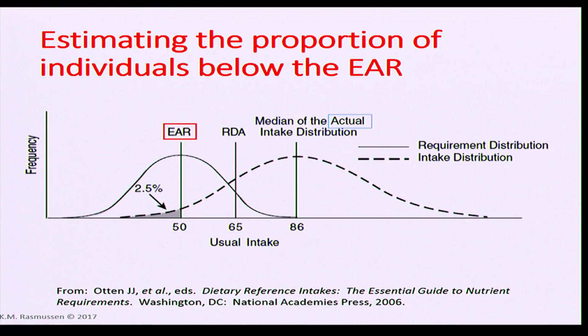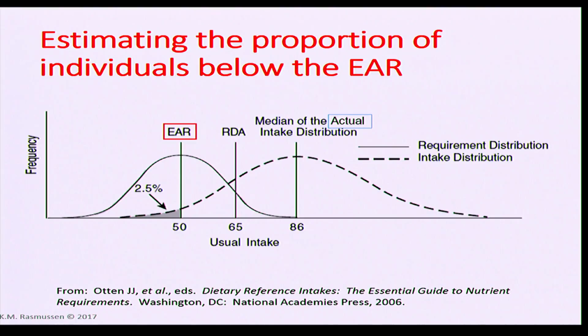So on the, let me see, where's the pointer? Where is the, there we go. Oh, there it is. I just have to find it. There we go. So on the left-hand side is the distribution of requirements in the population in this solid line. And the middle of that distribution is called the estimated average requirement, or EAR. On the dotted line is the actual distribution of the population. You can see I fiddled with this picture a little bit. I'm going to call this the actual intake distribution for discussion.